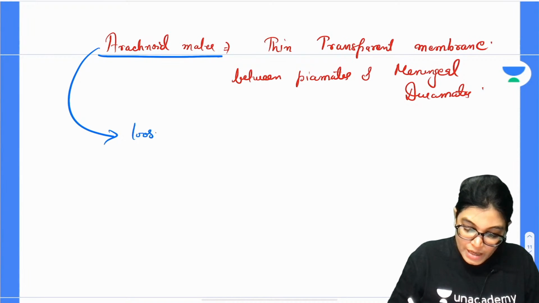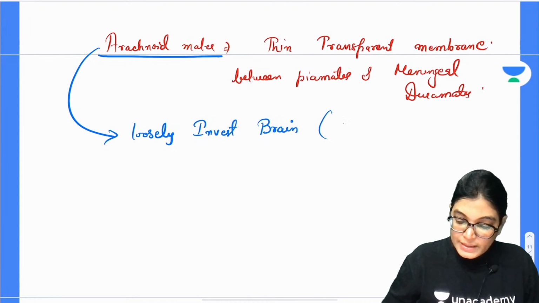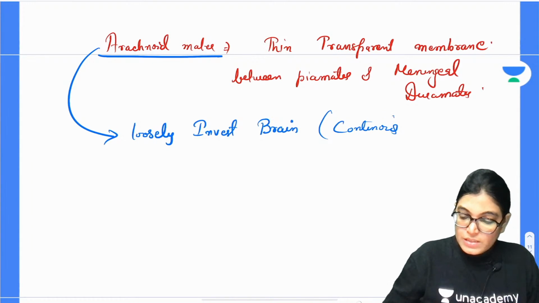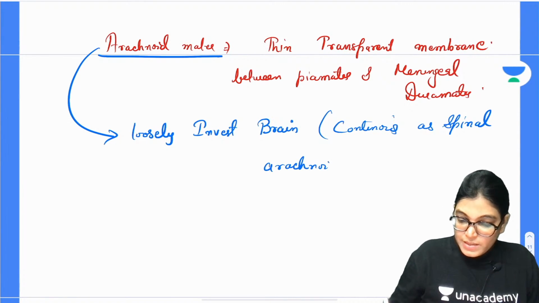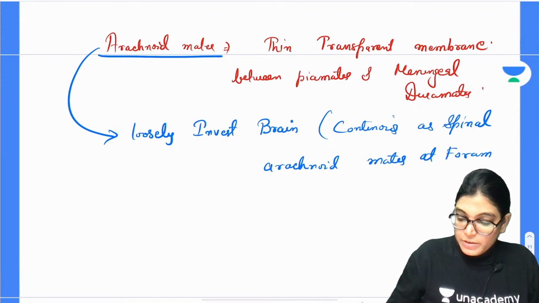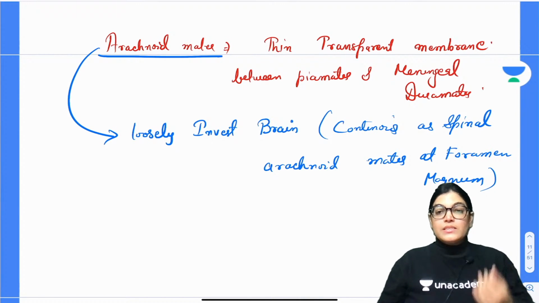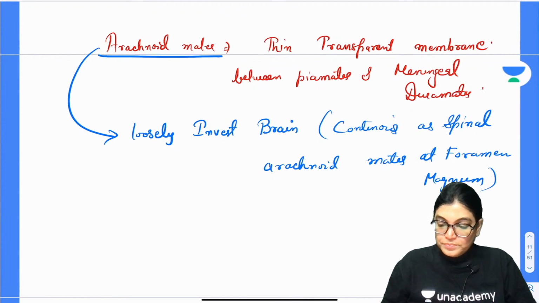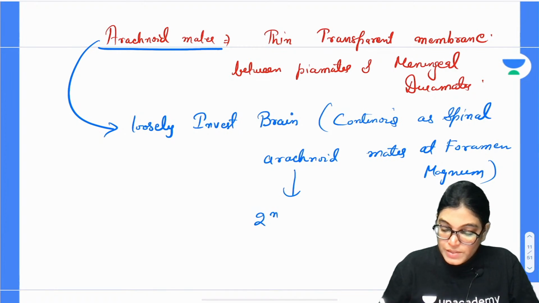Arachnoid matter loosely invests the brain. It is loosely attached to the brain surface, and it is continuous as spinal arachnoid matter. The level where it is continuous is the level of the foramen magnum. Above it is the cranial arachnoid matter, and below the foramen magnum it is continuous with the spinal arachnoid matter and goes lower down till the level of the second sacral vertebra.